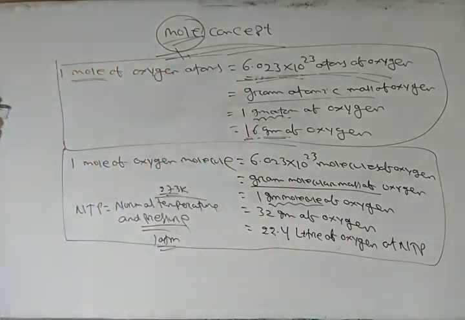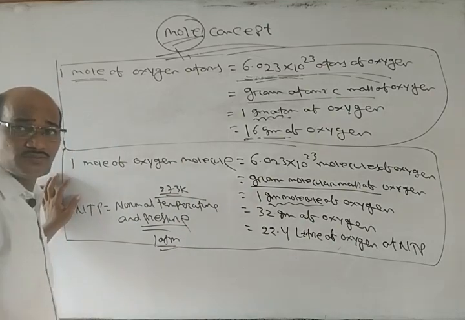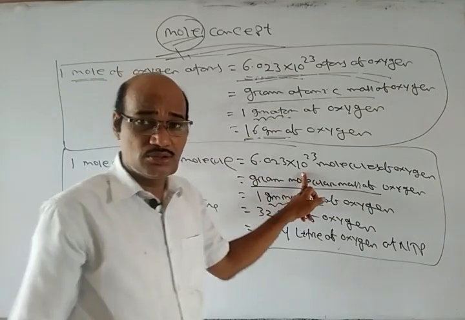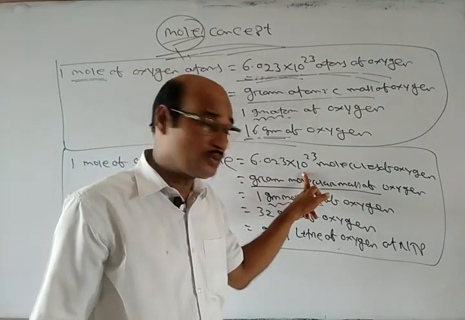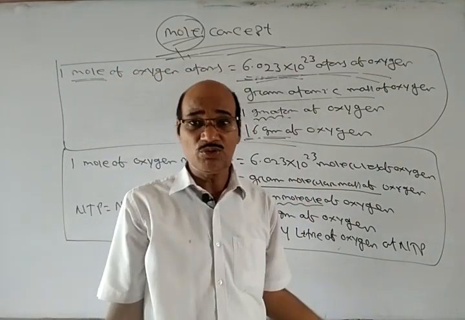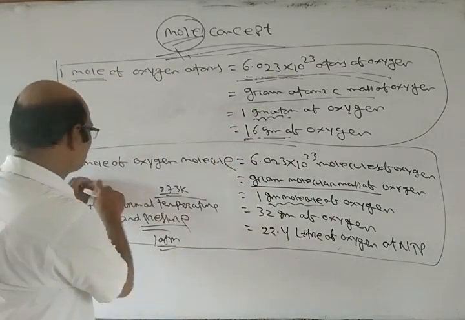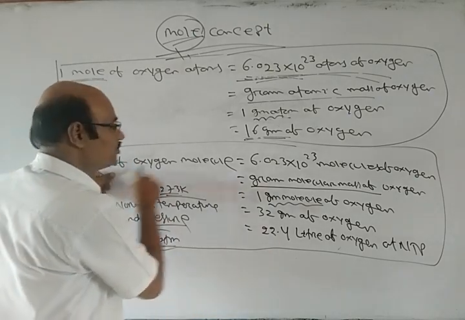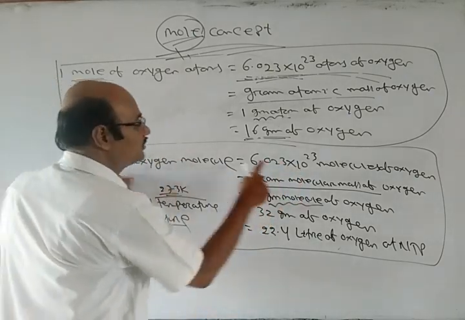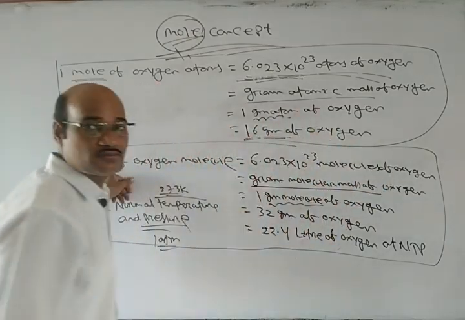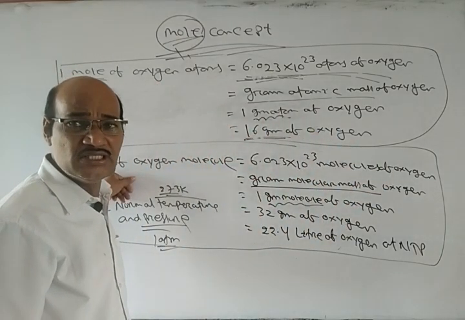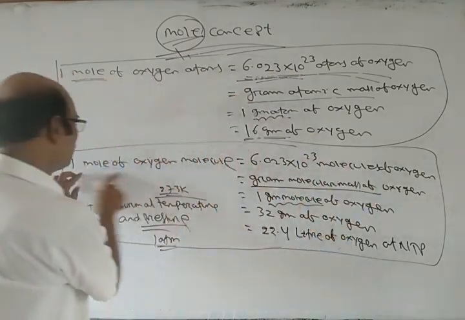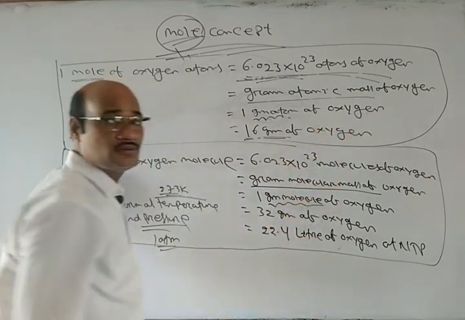Okay. Now, finally, we come to the molecule. 1 mole of oxygen molecules is equal to how many molecules? 6.02 into 10 to the power 23 molecules of oxygen. The same thing you can repeat here. So x mole of oxygen equals how many molecules? You can calculate. 1 mole has this many molecules, therefore x moles is this into x molecules of oxygen. Similarly, you can go in reverse. This many molecules is equal to 1 mole of oxygen, therefore x molecules is equal to how many moles?